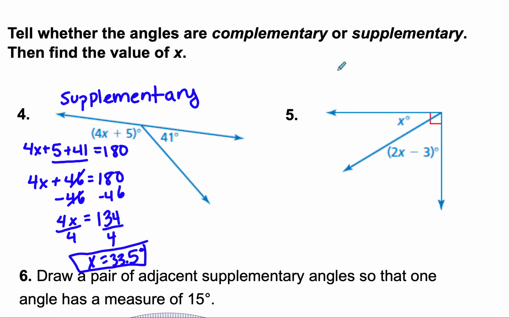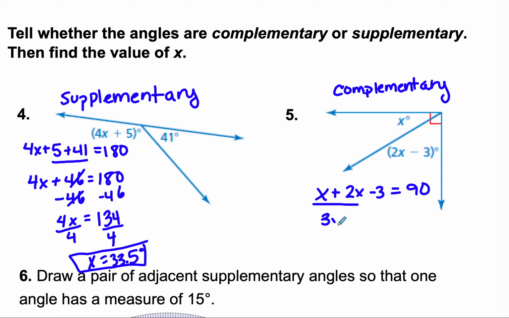Let's take a look at number 5. Number 5, right angle there, that means it's complementary. Complementary corner, 90 degrees. Okay, so this time we're going to set up and solve an equation to make it equal 90. X plus 2x minus 3 equals 90. Combine the like terms. X plus 2x is 3x, so I have 3x minus 3 equals 90.